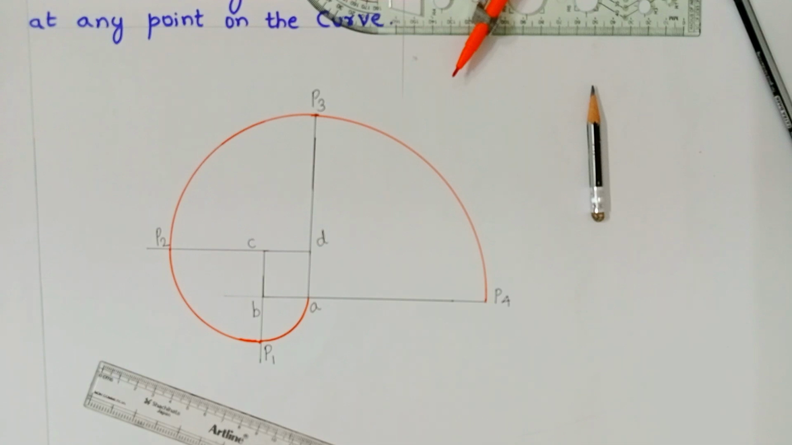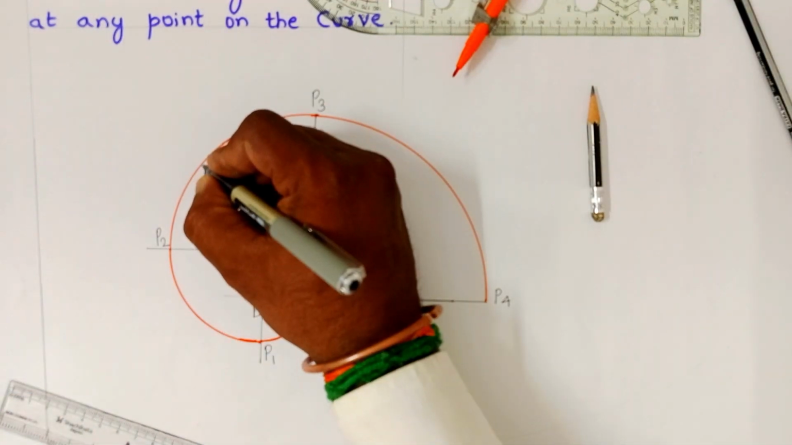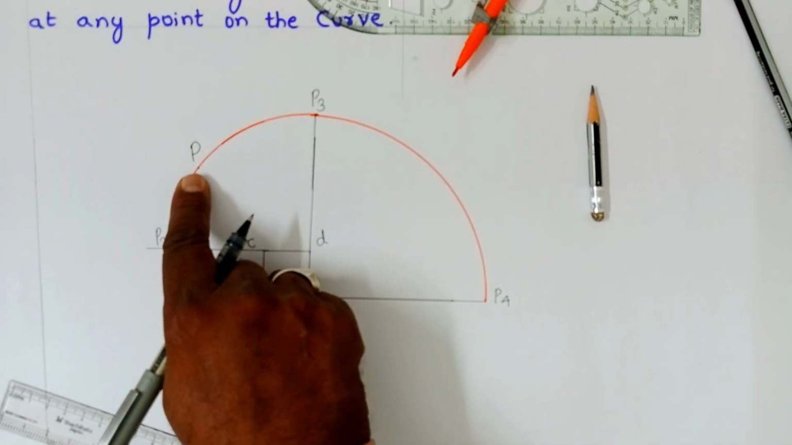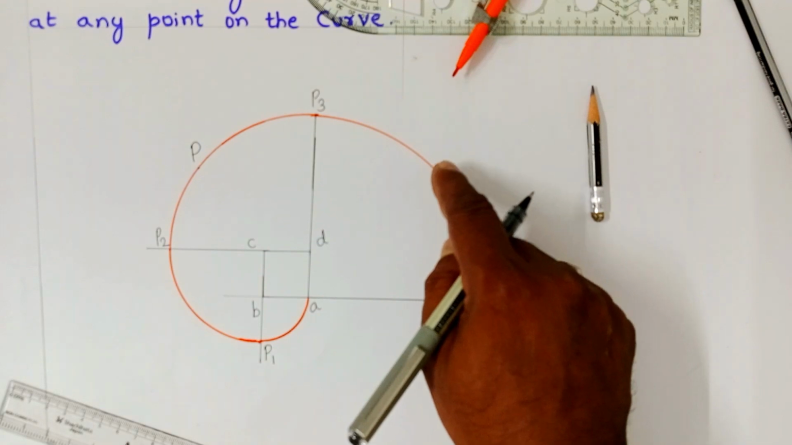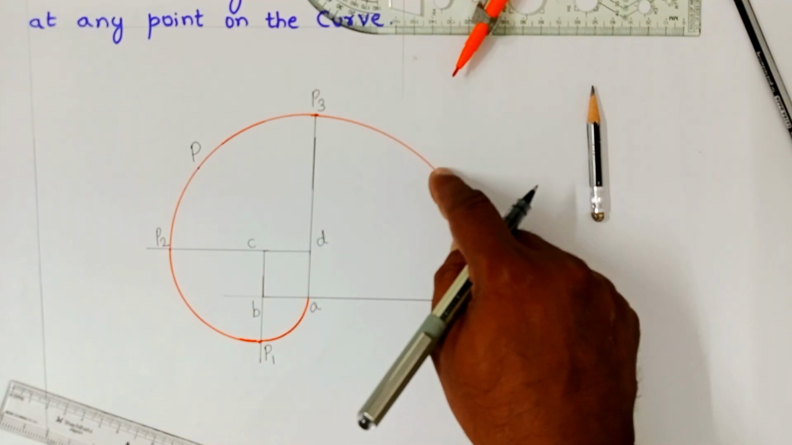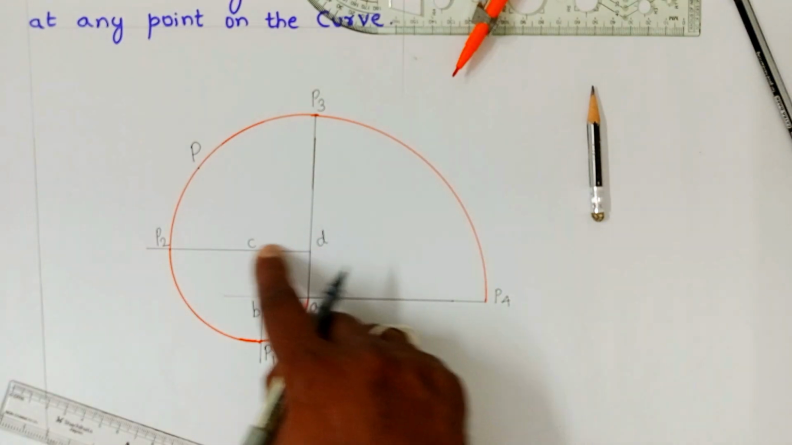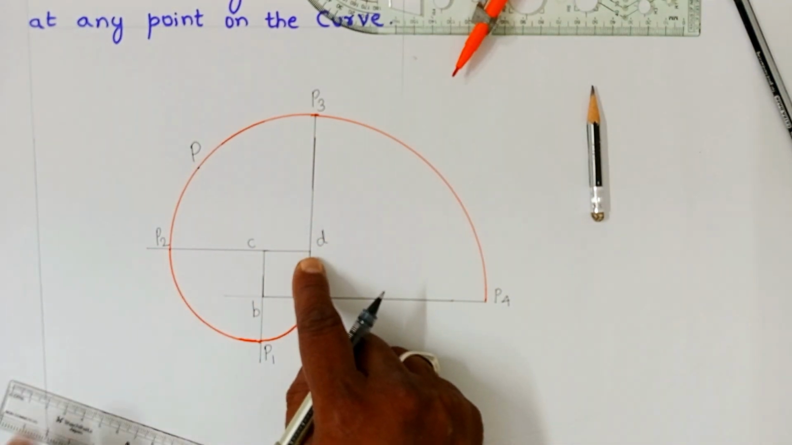Next, in the question, it is also asked to draw a tangent and normal at any point on the curve. Let me mark this as a point P. This point P comes in which quadrant? Suppose you choose P in this part of the curve, this would be the quadrant. So this P comes under this quadrant. The corner of the quadrant is point D. Join PD.